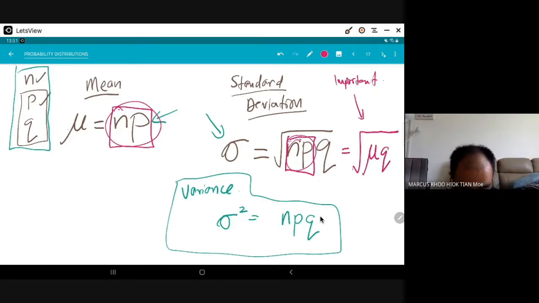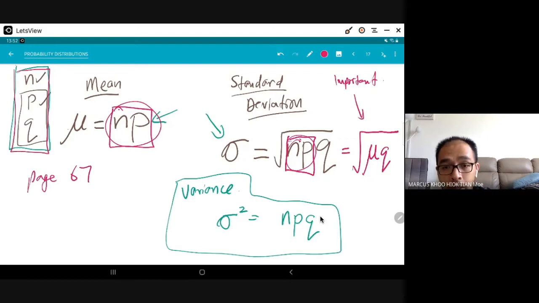Okay, so what I want you to do is, I want you to turn to page 67 in your workbook. I want you to determine the mean, variance, and standard deviation for question number 1, 2, 3, and 4 in page 67. Kalau boleh tolong jangan melihat buku jawapan. Try to do this on your own. As I said before, determine the NPQ. Once you know the NPQ, you can find the mean, standard deviation, and the variance. I'm going to give you 10 minutes to do this.